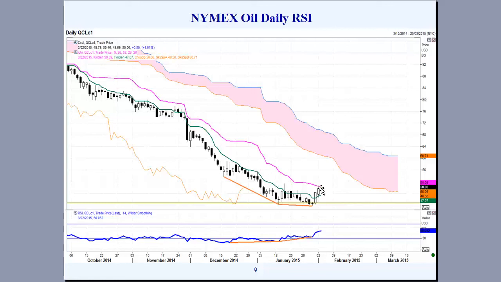And I suggest if we do see a strong bullish close up above here and above the swing high, we could see NYMEX Oil test back up to around the 56 level or even beyond.